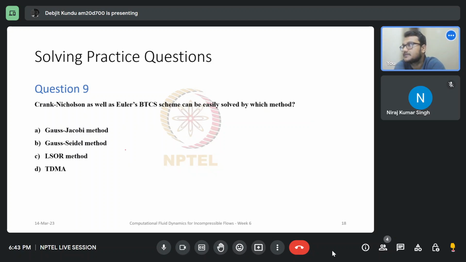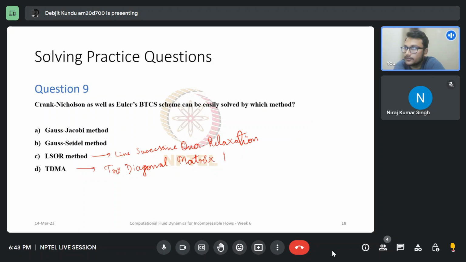Now let me write down the abbreviations for this. LSOR means line successive over relaxation method, and TDMA means tri diagonal matrix algorithm. This is also known as Thomas algorithm.